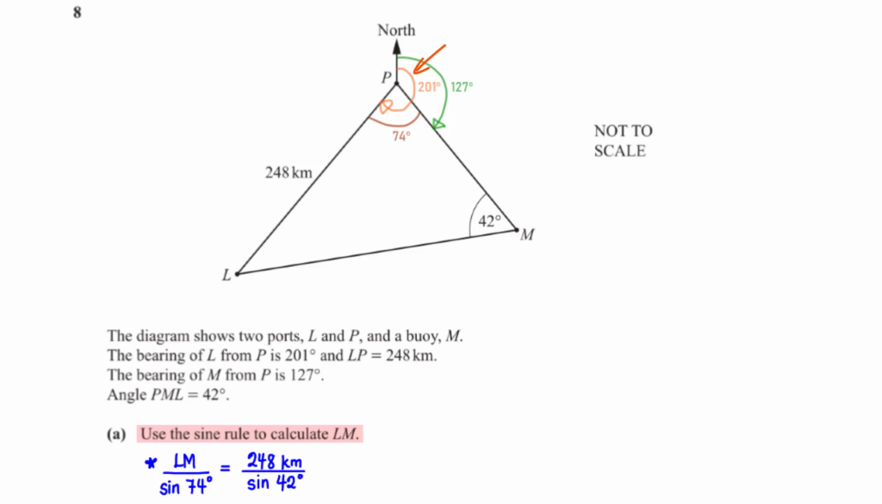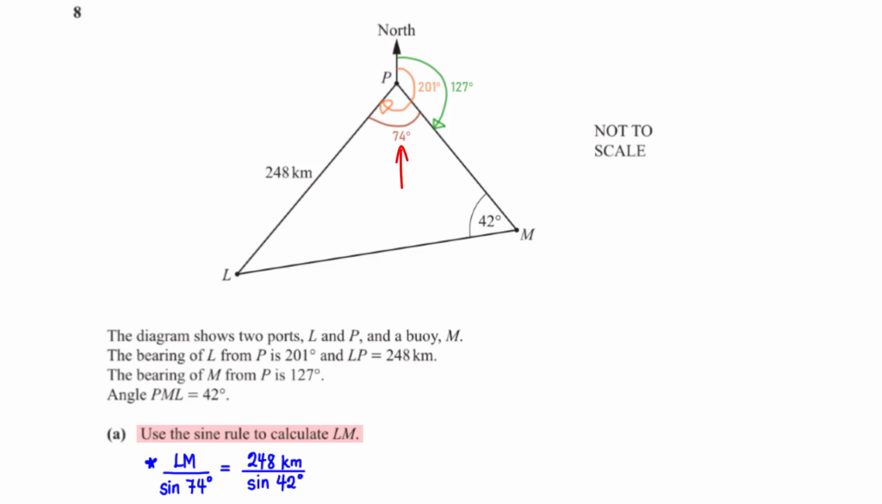We've been given the bearing of L from P to be 201 degrees, and we've also been given the bearing of M from P to be 127 degrees. So to get angle LPM, we subtract 127 degrees from 201 degrees, which gives us 74 degrees.